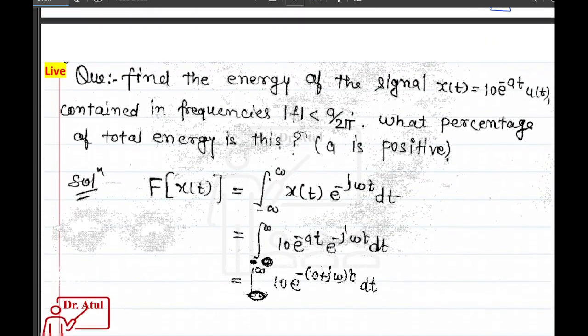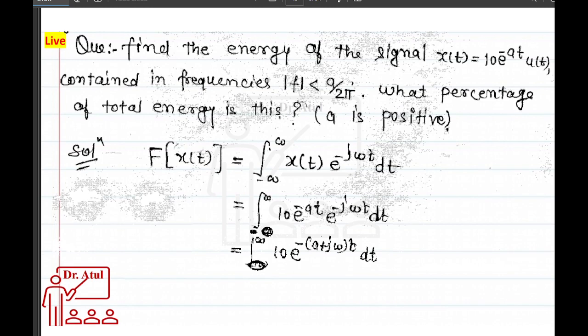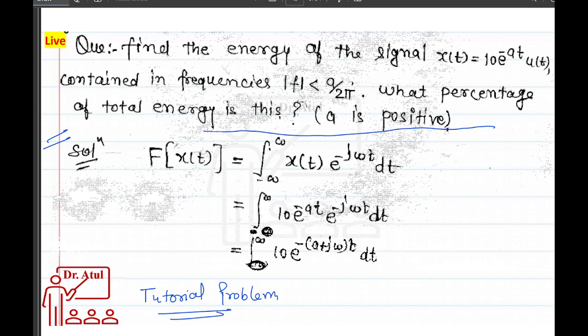This is a practice problem for you. You can note it down and solve this as a tutorial problem. I am ending this video here, and this problem is given to you for solving. Solution is started although, but it is okay. Just take the problem till this place. Find the energy of the signal x(t) equal to 10 e to the power minus at u(t) contained in the frequencies minus a upon 2 pi to a upon 2 pi. What percentage of total energy is this?